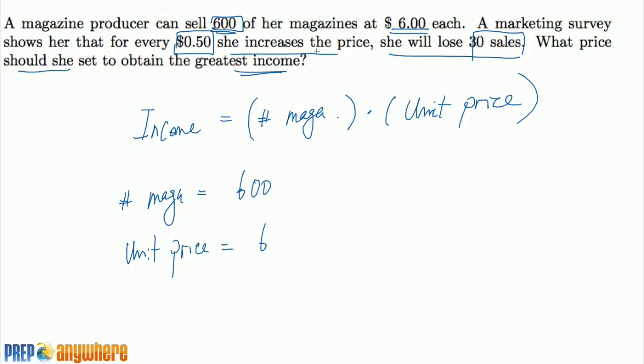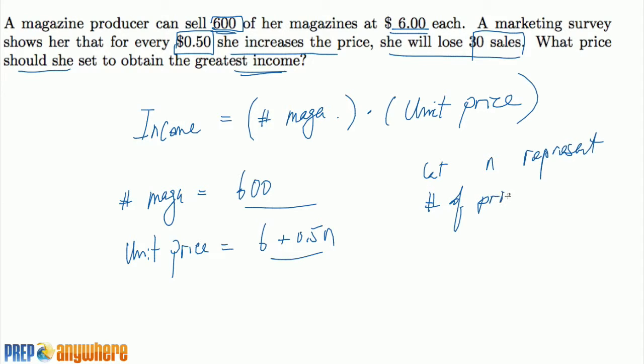Now it says if she increases the price by 50 cents, so 0.5. But we're not saying she's going to increase the price by just 50 cents. We're going to increase the price by some multiple of 50 cents, or maybe we'll decrease it by 50 cents. We want to find out at what price she should set so that the multiplication of these two is maximum. So let n represent the number of price increases.